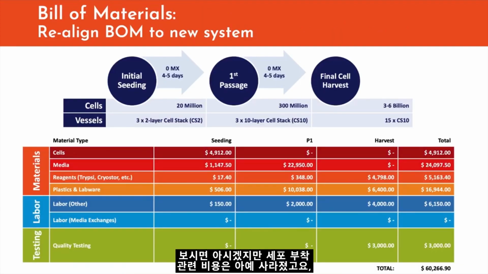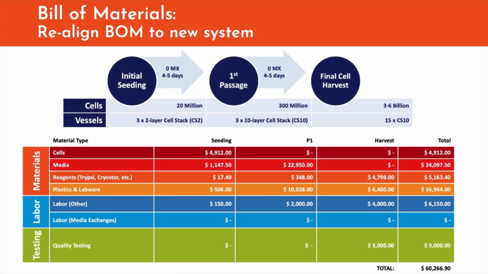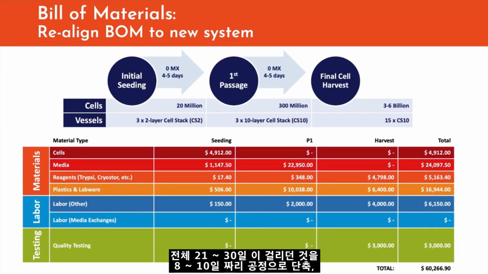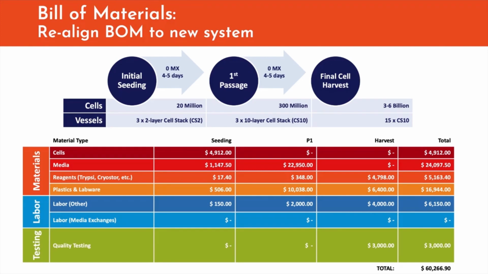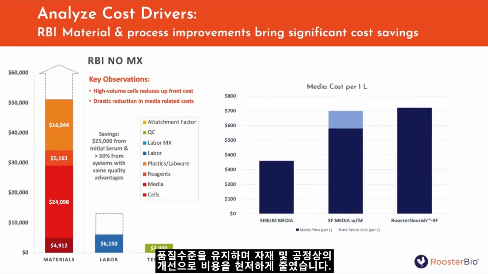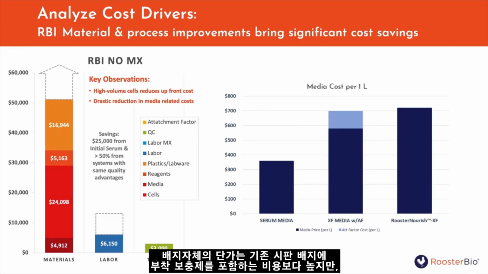When examining our bill of materials, the attachment factor component has of course been removed. We also now have an 8 to 10 day process versus a 21 to 30 day system, which, while not shown, would eliminate and impact other costs such as suite time, labor, and other areas. This system, bringing material and process improvements at the same quality, greatly reduced our overall costs, even though the media itself is slightly more expensive, even than the other commercially available media with attachment factor.